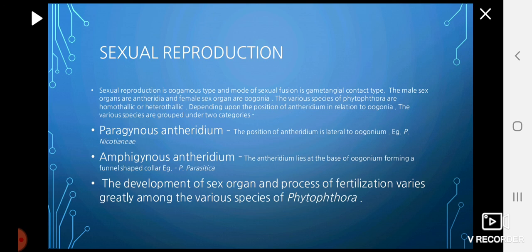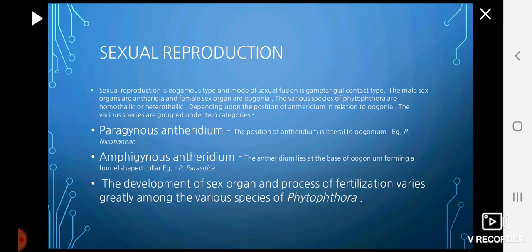Now, the species of Phytophthora may be homothallic or heterothallic. So, homothallic means antheridia and oogonia are produced on the same thallus and mycelium. And heterothallic means the antheridia and oogonia are produced on different mycelia.